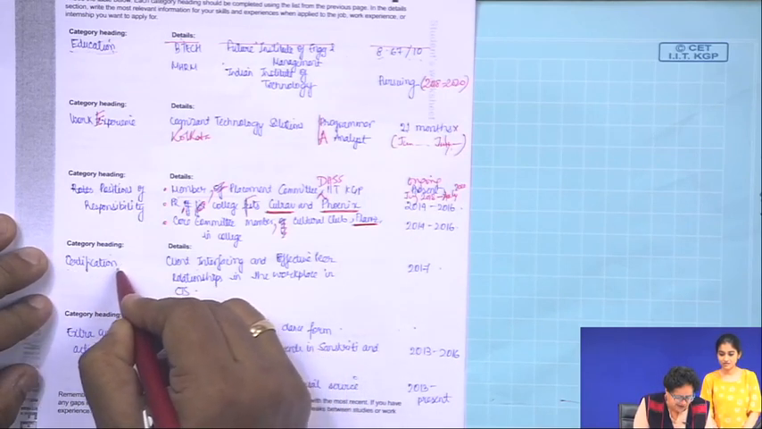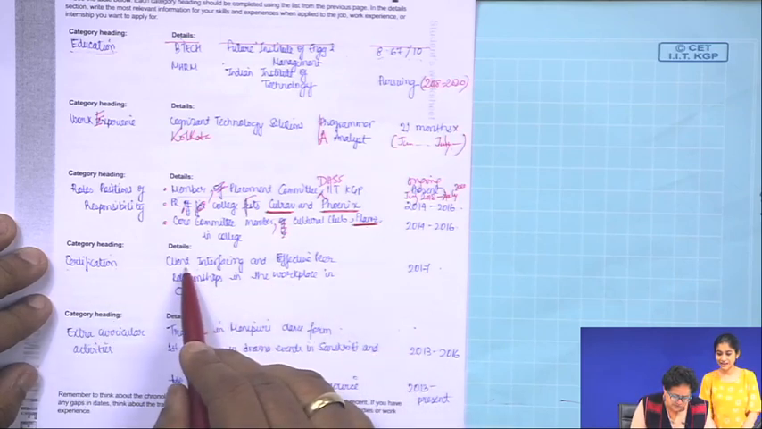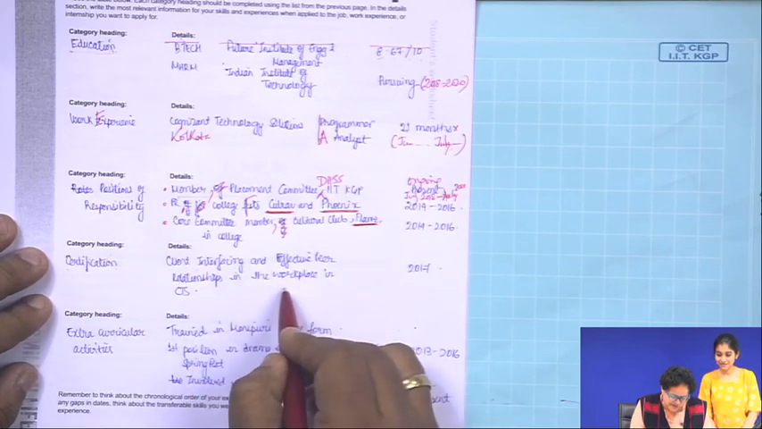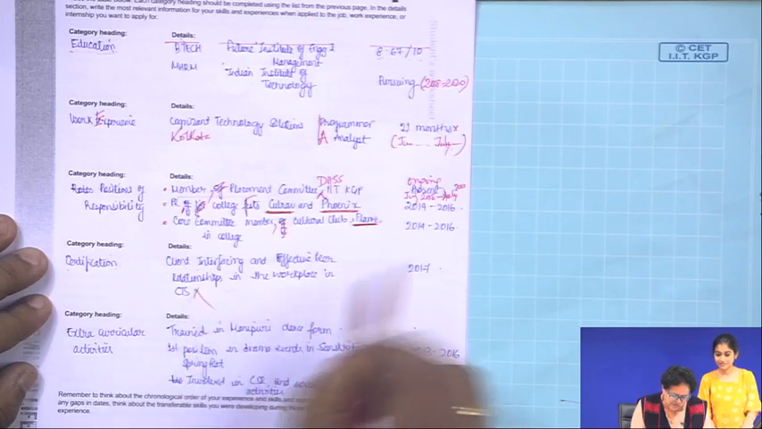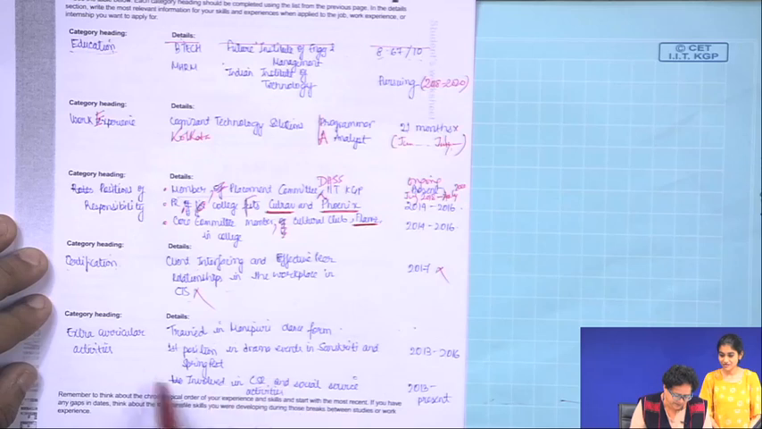So, then we come to certifications. Do we have it singular or plural? Singular. Good. Cloud, Client interfacing and effective peer relationships in the workplace in CTS. Okay, no full stop, nothing. 2017. I got the certification in 2017. Okay, good. Then extracurricular activities.